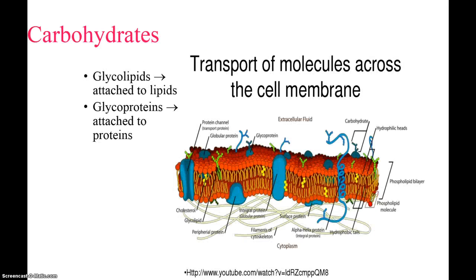Good. Carbohydrates: there are glycolipids and glycoproteins. Glycolipids are attached to lipids. If you look at the picture here, a glycolipid would be this green thing attached to a lipid. Here's another glycolipid. A glycoprotein is attached to a protein. So where's a glycoprotein? Right here. It's that little tail attached onto a protein. Here's another glycoprotein.